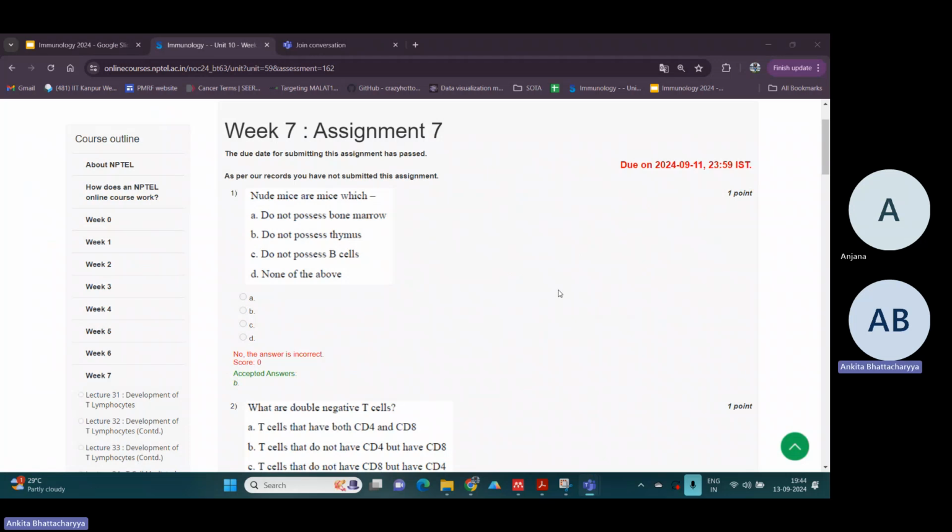Okay, so this was the assignment. These were the assignment questions for this week. The first one was about the nude mice, which we have discussed. What do they not possess? They do not possess bone marrow, do not possess thymus, B cells, or none of the above. The correct answer in this case, of course, is option B. They are thymectomized mice, which means that they do not possess a functional thymus.